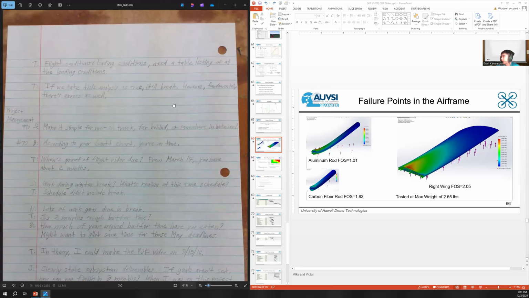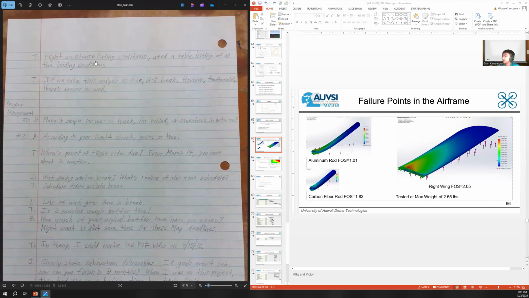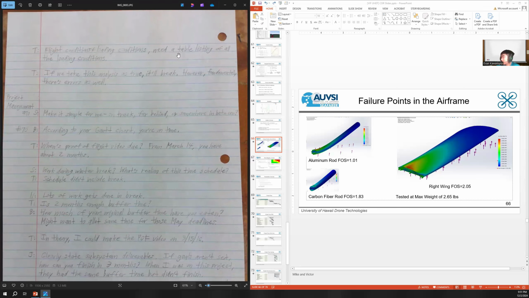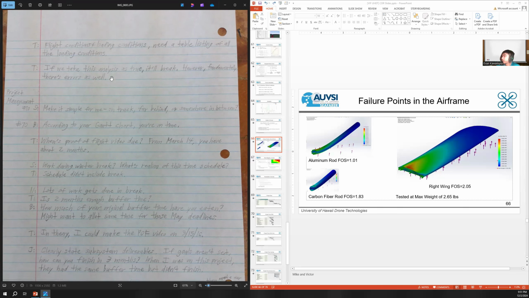So the flight conditions aren't the same thing as the loading conditions, the loading condition of the forces. Our professor suggested making a table and listing all your forces, then looking at your analysis again. If it still breaks, okay, but there are errors somewhere here.